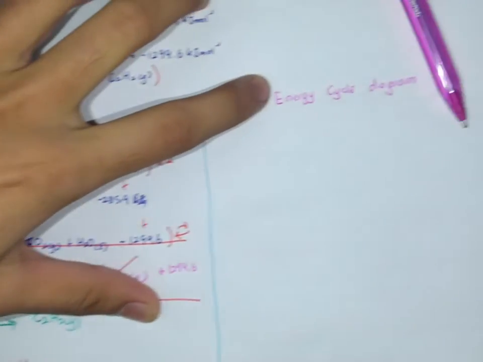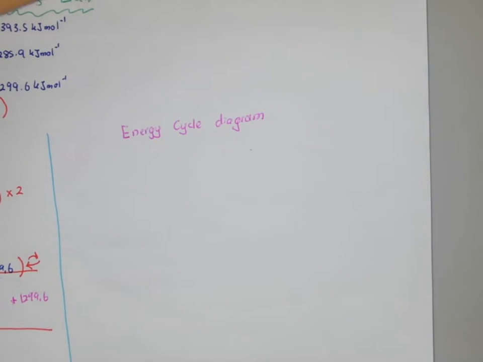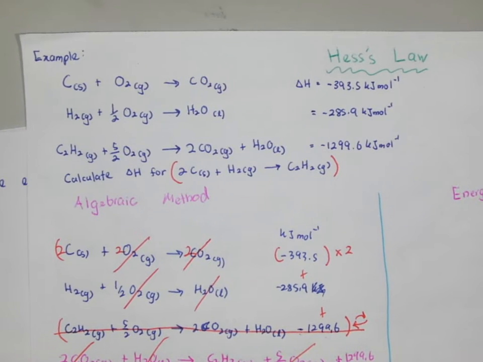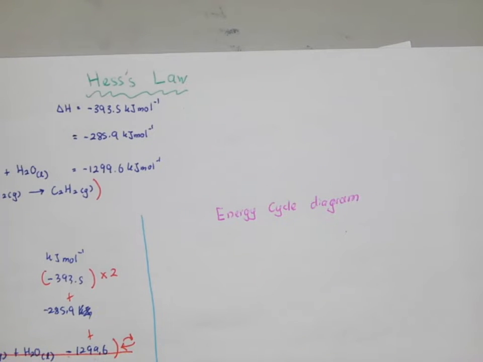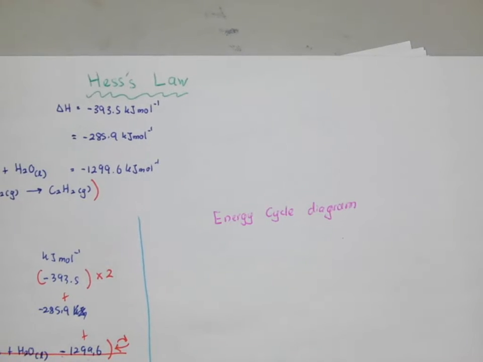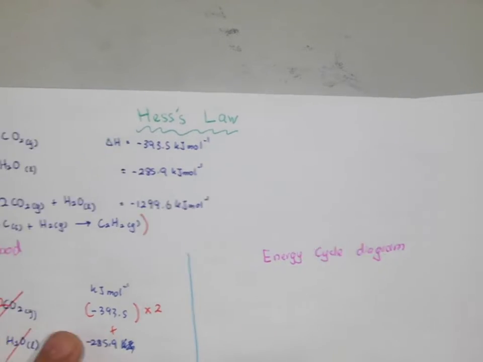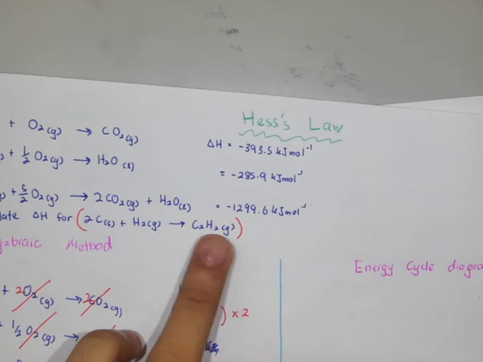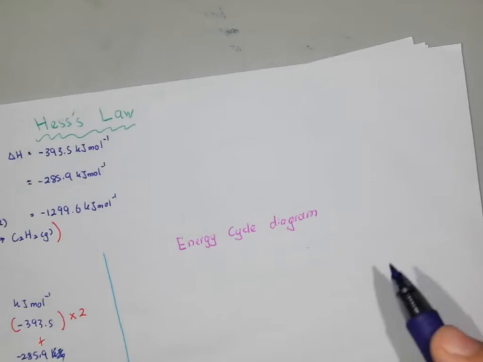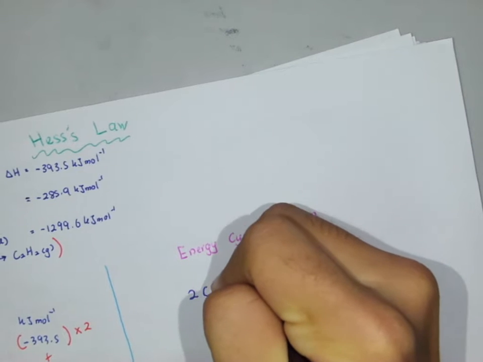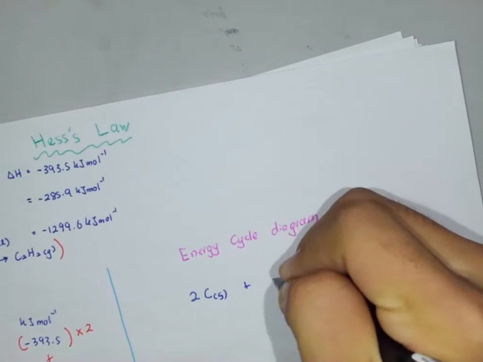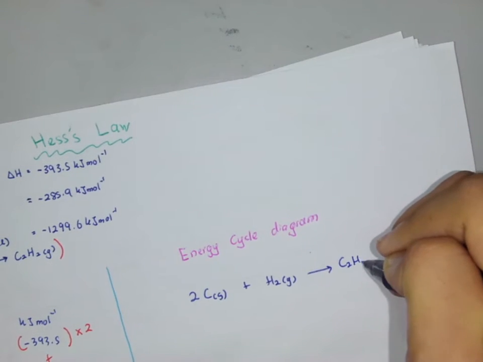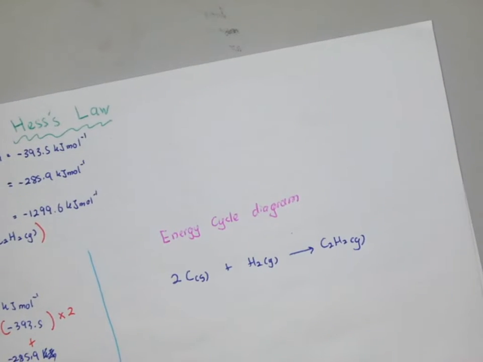Alright, so let's look on energy cycle diagram. So energy cycle diagrams is a bit different cara nak jawab dengan this one lah. So dia cakap energy cycle, you have to make a cycle. So macam mana nak buat cycle? The first thing that you need to tulis is tulis apa yang dia nak. Okay, so dia nak 2C plus H2 gas menjadi C2H2 gas. So tulislah, right, 2C solid plus H2 gas mendapat C2H2 gas. So that is apa yang dia nak.